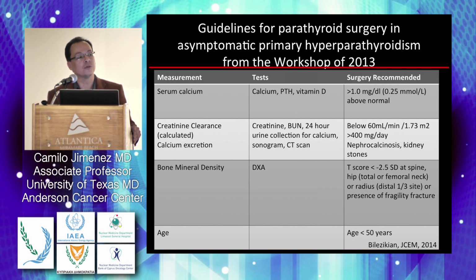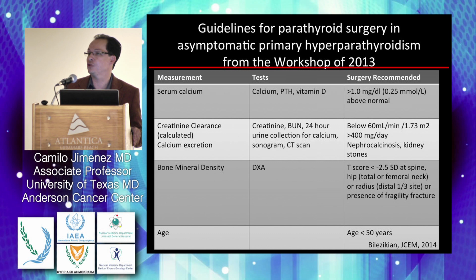Number two, patients who have kidney abnormalities, represented here by a creatinine clearance that is below 60 mLs per minute per 1.73 meters squared. Or patients who have nephrocalciuria with excretion of calcium higher than 400 milligrams per deciliter, or patients who radiographically and clinically present with nephrocalcinosis and kidney stones.